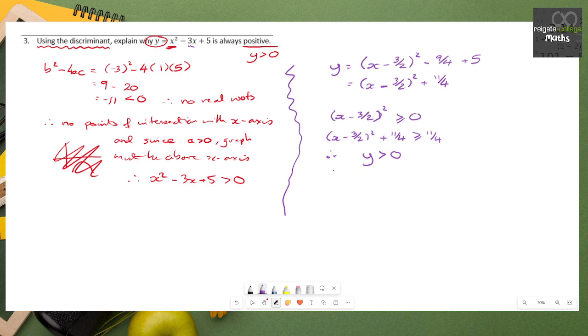Either way's fine, unless you're told a specific method to use, like we are in this example. So for this example, what I've written in red is what you must do. But if it was just show that y equals x squared minus 3x plus 5 is always positive, you could do either method quite freely. But that's the discriminant.